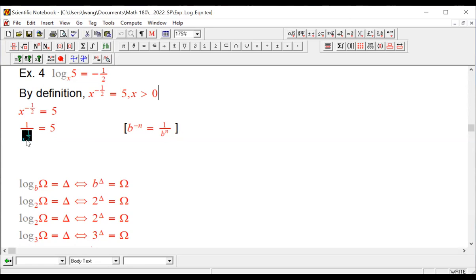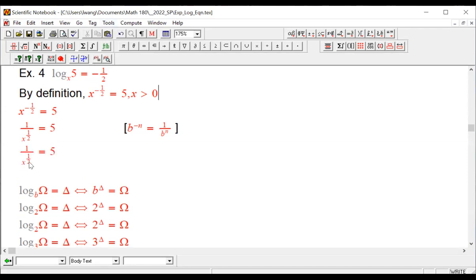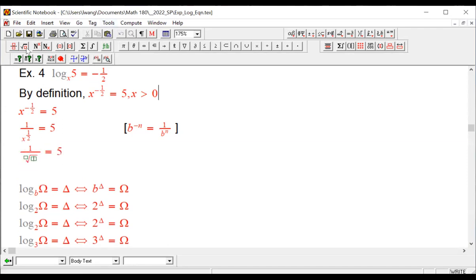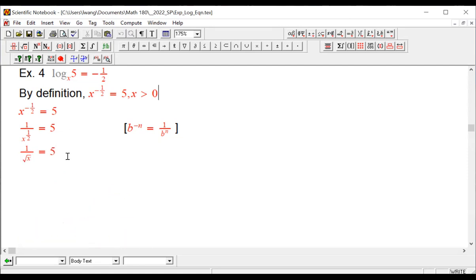And of course, x raised to the power half equals what? It's a square root. So this is actually the square root of x. 1 over the square root of x equals 5. And we're looking for x. So how do we solve it? Well, we can flip over on both sides, right? There's no zero involved. We don't have to worry about it. So we get the square root of x equals 1/5.